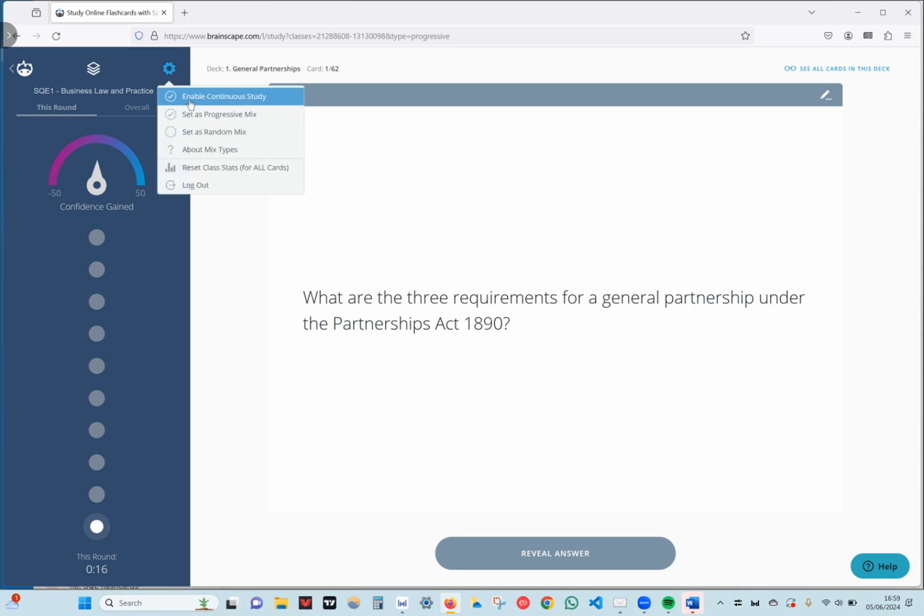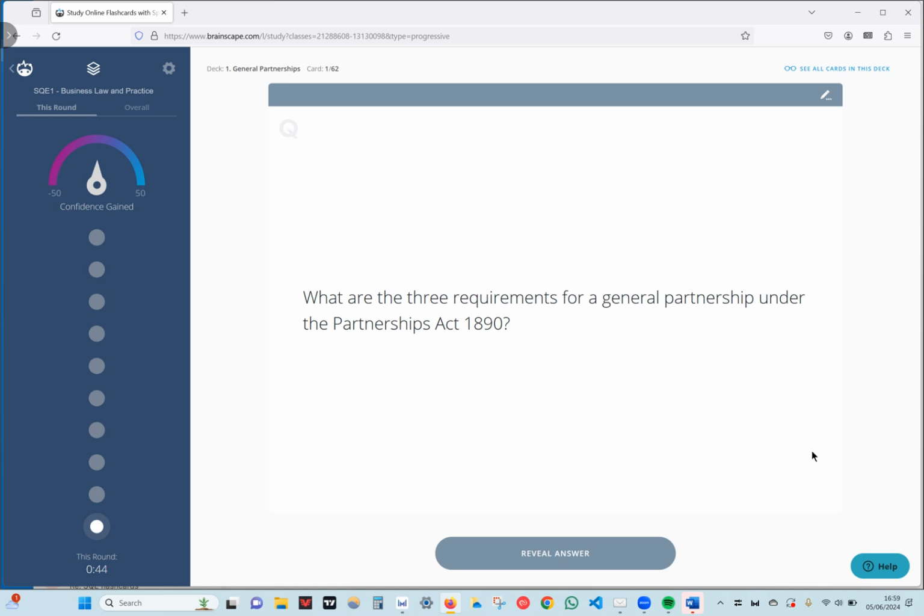I'd recommend you enable continuous study both on the browser version and on the app, because otherwise you will be limited to 10 card sets, which obviously is fine if you want that. But I find if you want a longer study session, that can be quite frustrating to have a checkpoint score come up every 10 cards to tell you how your progress is going. So I enable continuous study. I found it most effective for being able to study a couple of decks in a row and not be interrupted by the progress page.